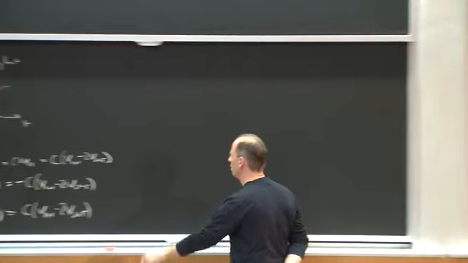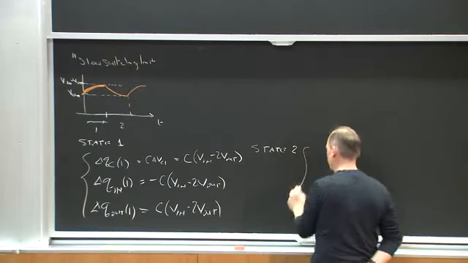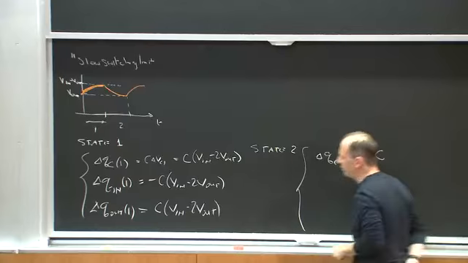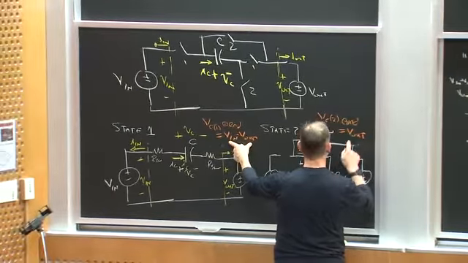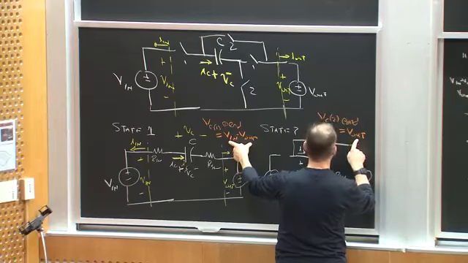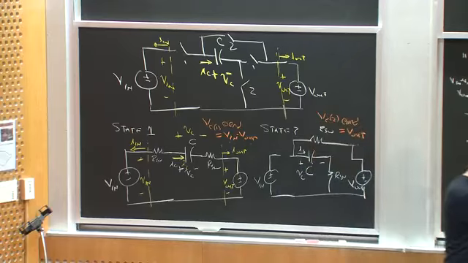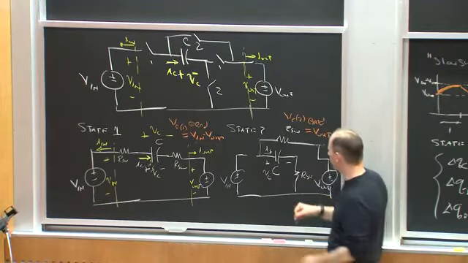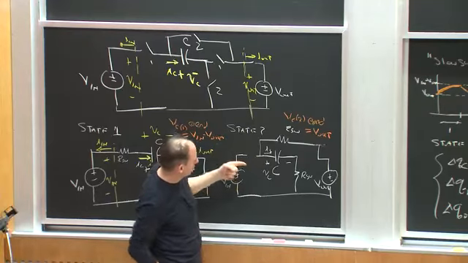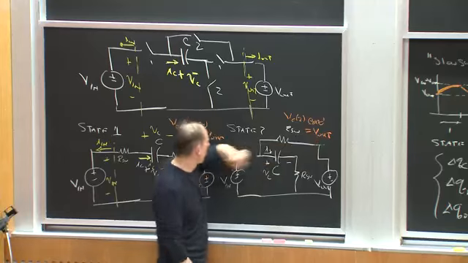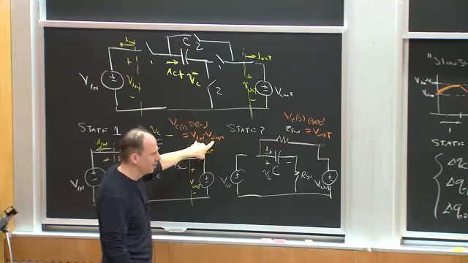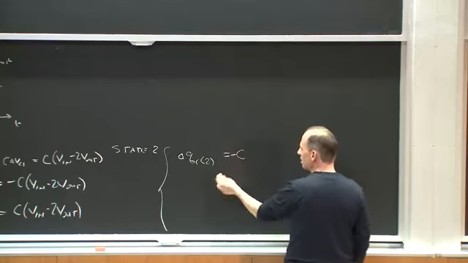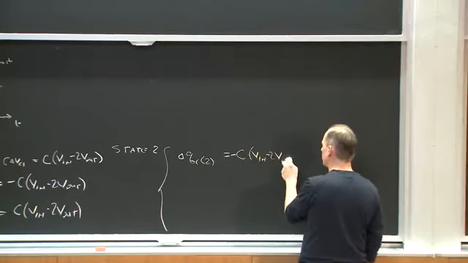Let's think about state 2. Okay? Delta QC, how much charge goes on the capacitor in state 2, is equal to C delta V. Well, in state 2, I started at V in minus V out and I ended at V out. So it's going to be V out minus (V in minus V out), which is 2V out minus V in, times C. Okay? But I could write that as minus C times V in minus 2V out.